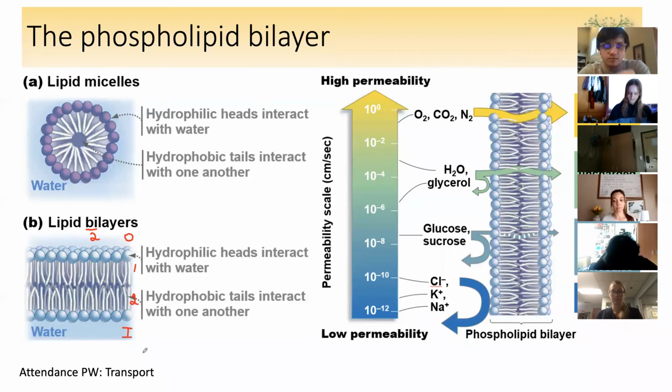And all of the tails then are kind of pointing towards each other, creating this very hydrophobic region in the middle. So we've accomplished our goal that both the inside and outside of the cell can be exposed to water. We have those hydrophilic heads pointing there. And we have then this barrier with these hydrophobic tails that are going to prevent things from just passing through this barrier. Okay, does that make sense to everybody?